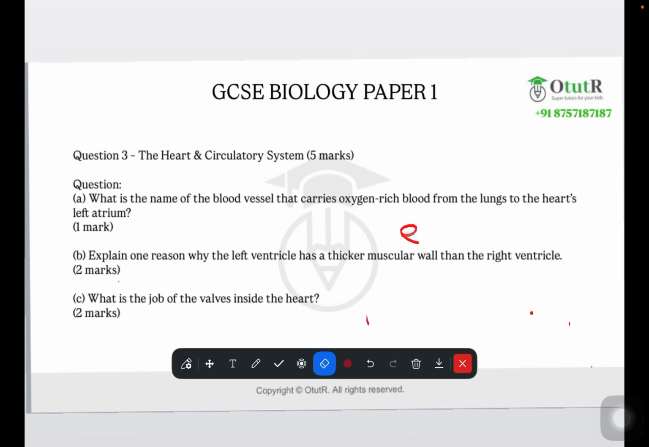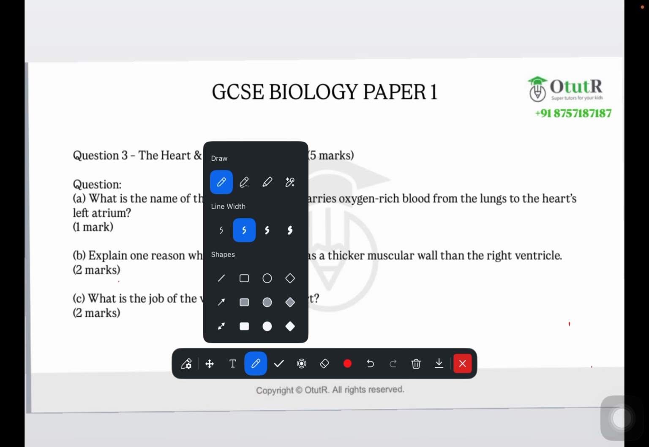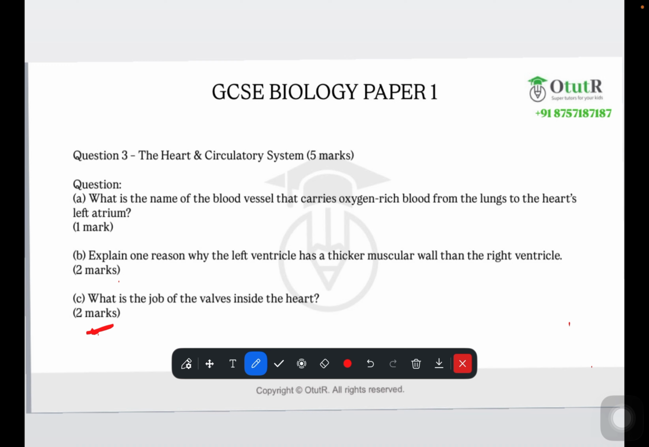All right, let's see the next one. What is the job of the valves inside the heart? It's a 2 mark question, so we'll answer it precisely. Valves, we know, prevent the backflow of the blood, and they ensure that blood flows in one direction. So 2 valid points for this answer for 2 marks. First, it prevents the backflow of the blood and makes sure that it flows in one direction.